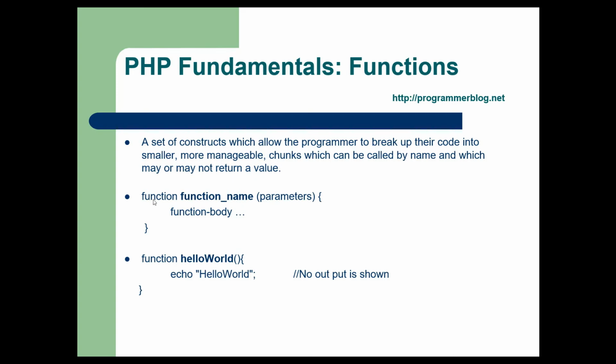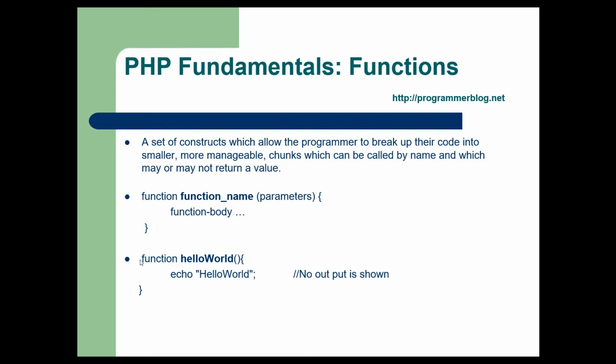We declare a function by using the keyword function. Then we give the function a name, and here are parentheses. Inside the parentheses we can pass parameters or we can omit them. And next we have curly braces, and inside this we specify the function body.